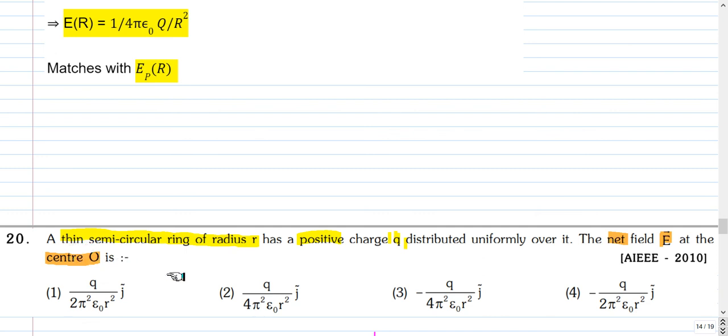So to solve this sort of problem, we have to take a small element of this charge distribution, and that element will behave as a point charge. So using Coulomb's law, the definition of electric field, we know the electric field due to this small element, and integrating it we can get the electric field due to the entire semicircular ring. We can pause and attempt this question.